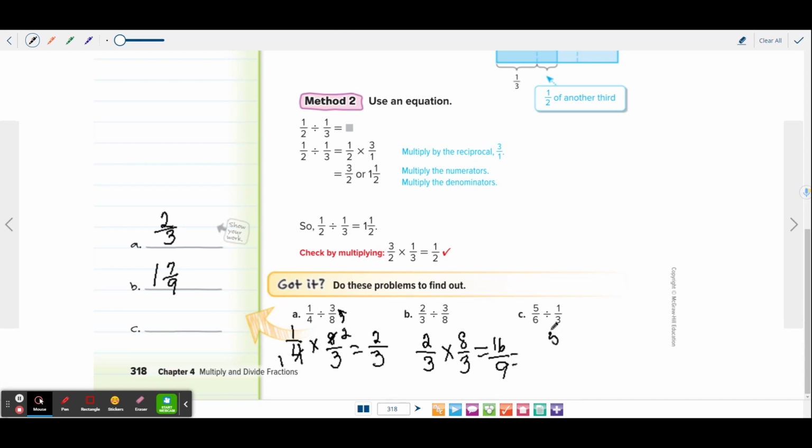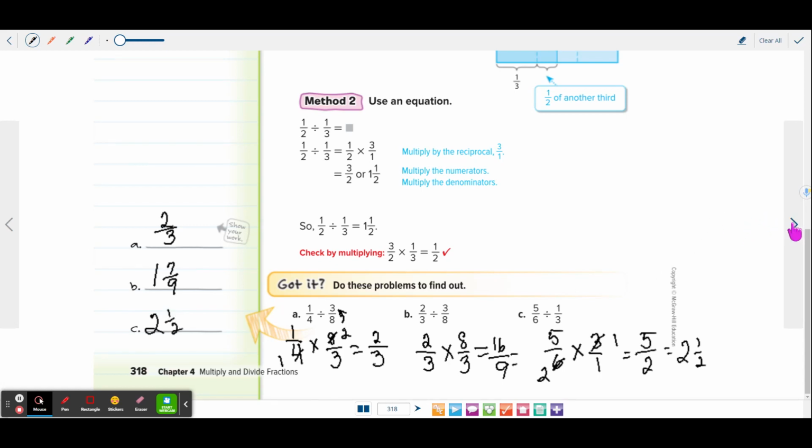For C, we have 5/6, keep, change the sign, and flip. 1/3 would become 3/1. Now here we can simplify the 6 and the 3 diagonally. Divide them both by 3, and you get 1 here, 2 here, multiply straight across, and you have 5 over 2. 2 goes into 5 2 times, which is 4, and I would have 1/2 left over. So 2 and 1/2 would be the answer there.